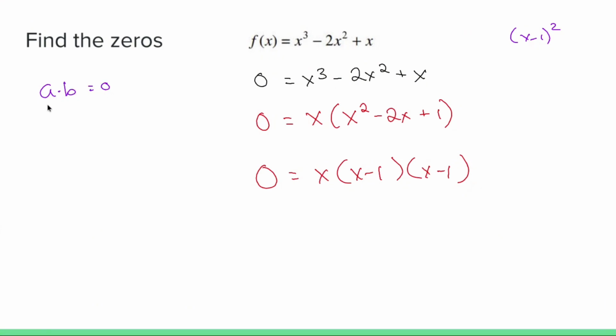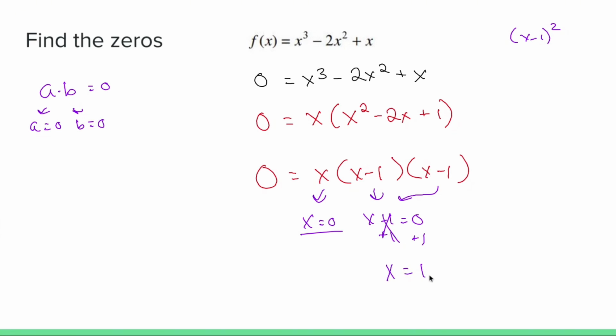And zero product property says if you multiply several things together and it equals 0, you set each object equal to 0. I have three things. So x is going to equal 0, x minus 1 is going to equal 0, and again, x minus 1 is going to equal 0. So you're already done. All I have to do is add 1 to both sides, and most of you could have done this in your head and didn't have to do any work.